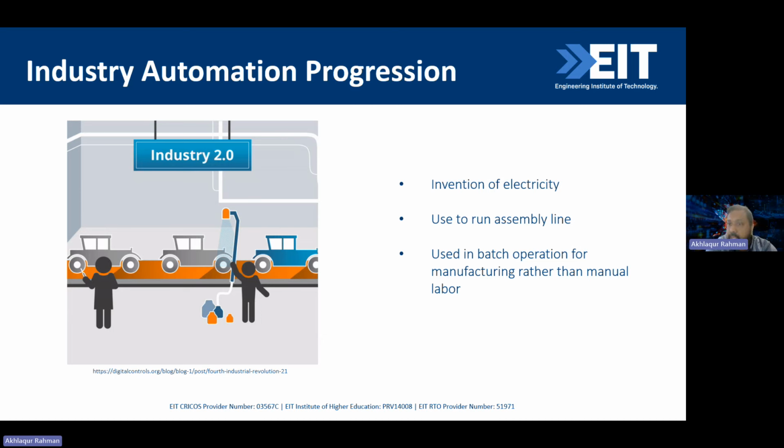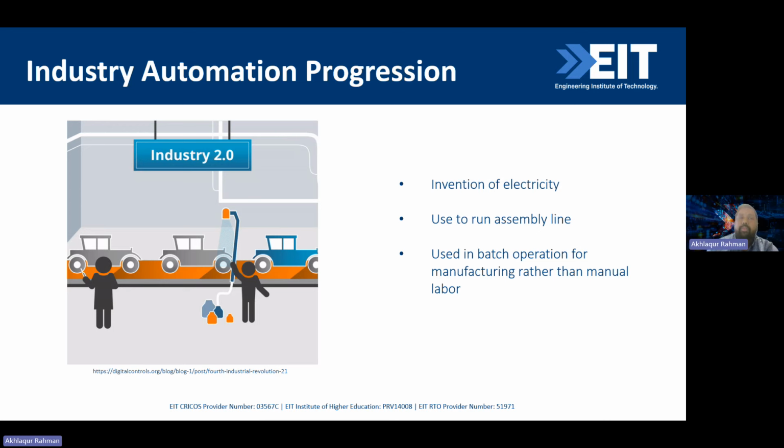Similarly, if you look at Industry 2.0, that was about 130 years back now, when people invented electricity. And with that, they realized that they could run assembly lines. So now we can use batch operation for manufacturing rather than manual labor. You can create conveyor belt lines where you can build the same product, 100 products, instead of building one part by part. People can stand in line and do parts of the same process and build hundreds of the same product. So that's how Industry 2.0 came about.